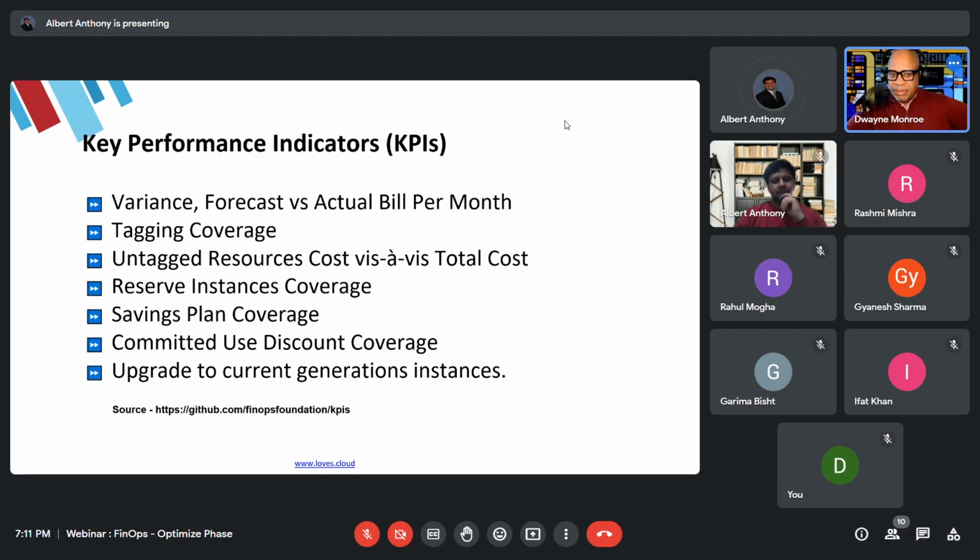Right, I understand that, and that brings us to the last item on this particular slide, upgrade to current generation instances. For a lot of compute, in many cases, one could save like 25% of the cost and improve the performance as well. Have you encountered that during your consulting assignments?